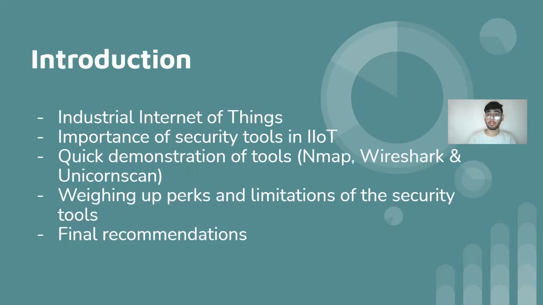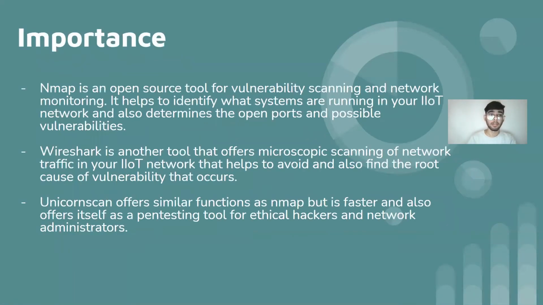To present a short presentation on the topic of industrial internet and network security tools. The topics for our presentation will be an introduction to industrial Internet of Things and the importance of security tools in industrial IoT, and a quick demonstration of the selected tools: Nmap, Wireshark, and Unicorn Scan. We'll be weighing up the perks and limitations of each of the security tools, and we'll be giving our final recommendations at the last. So let's hop into importance first.